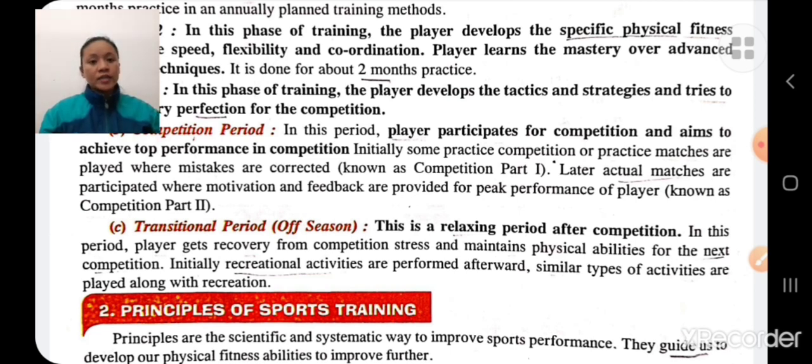And last, the transitional period. The transitional period is a relaxation period in which the player gets full recovery from the competition stress and tension and is made ready for the next competition. Training period. In the training period, we make the training session. In the training session, we make the training schedule, and according to that schedule, we give them training.